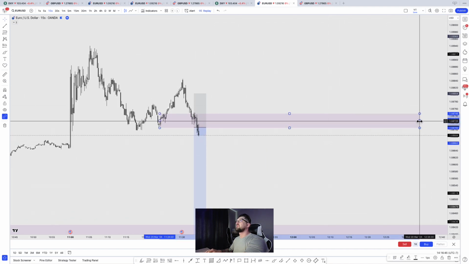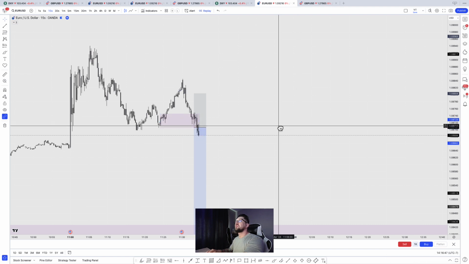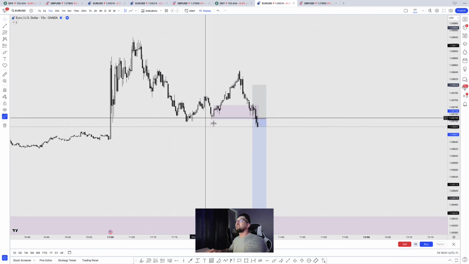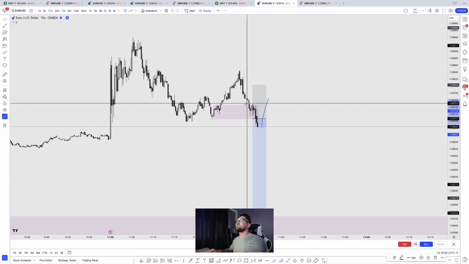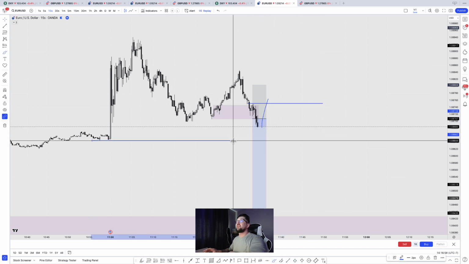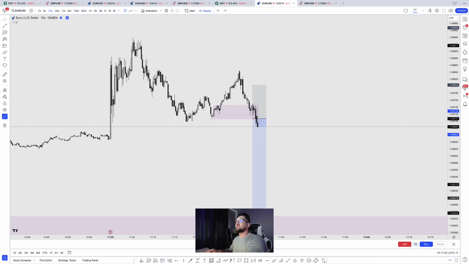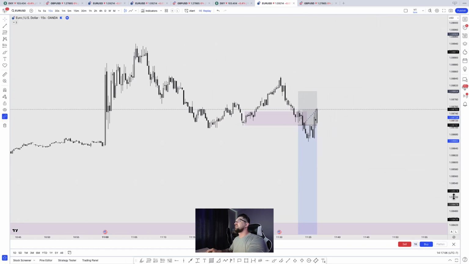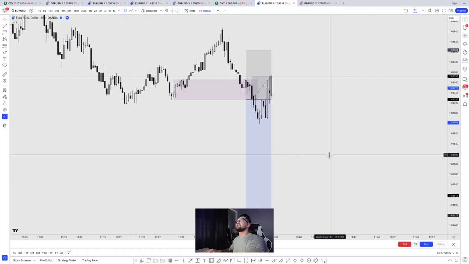Sometimes what the market likes to do is induce people into the wrong side. I knew I was induced when price came back up, took this level out without invalidating this level. So this to me is a valid loss.